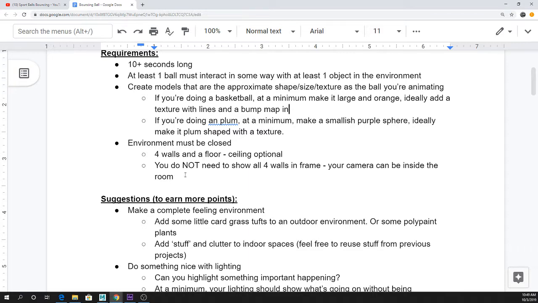They should be fully contained within their scene, even if you can't see all of your 4 walls in the frame at once. So don't feel obligated to make a little box and put your camera in some crazy overhead view, which I've also had people do before. You can put your camera in your scene, that's fine, but just make sure that your balls are contained in some way. Any questions so far?